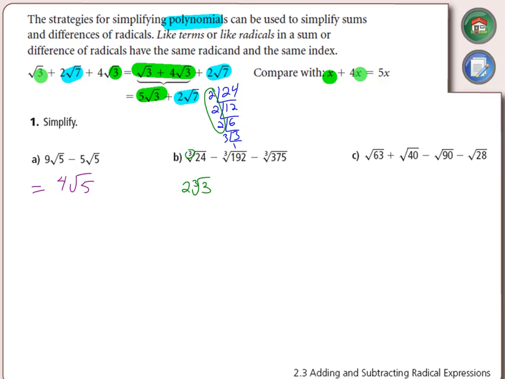Again, color coordinating for you so you can see what goes where. Those go on the outside, and the lonesome stays underneath. Then minus. Got to do the next one. All right, break it down. Take the 192.